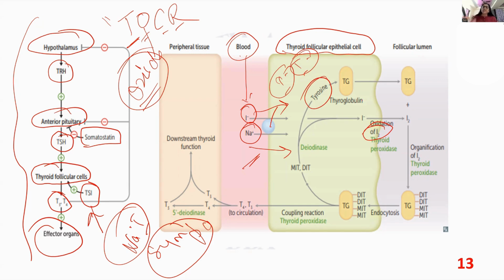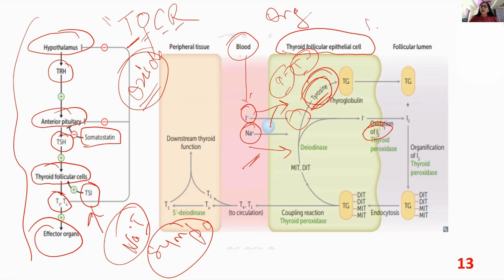This entire mechanism happens over a base. Thyroglobulin is the base over which all this happens. The tyrosine combines with the iodide, and there is formation of oxidized iodine: oxidation and organification. What is organification? Oxidation was 2 molecules of iodine combining to form iodide, and now this is organification of iodine. Iodine is combining with the tyrosine amino acid. That is organification.